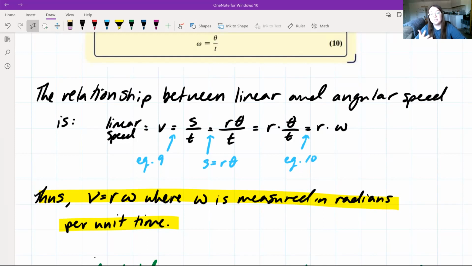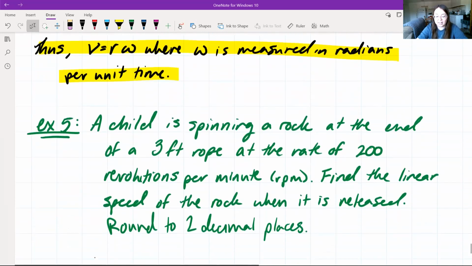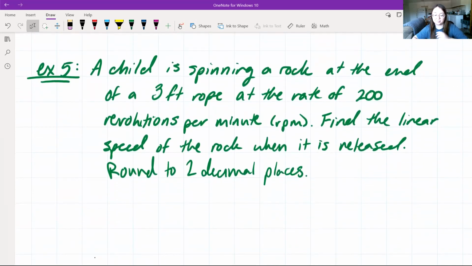So therefore, linear speed can be found by multiplying the radius by the angular speed. Omega is measured in radians per unit time. Your radius is measured in however many units you have. And then you have your linear speed. So our final equation, which is the most important equation now, is that linear speed is equal to radius times angular speed. And we'll go ahead and use that in our last problem here.